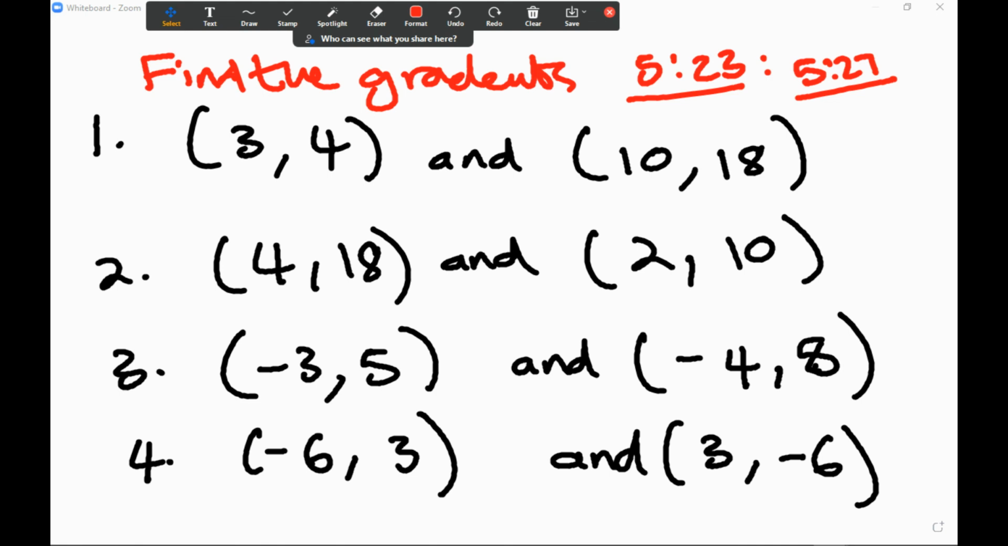One more minute left. Let's see if you can shoot out whatever answers you got. Type those answers in. Send those answers through. Calculating the gradient: y2 minus y1 over x2 minus x1.